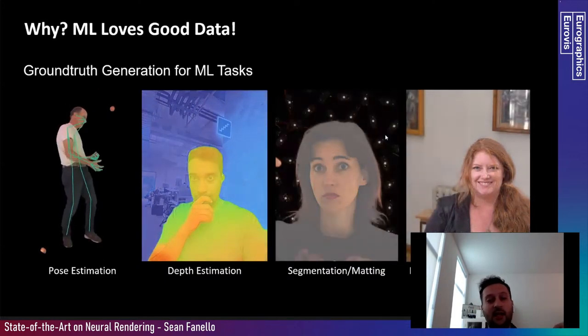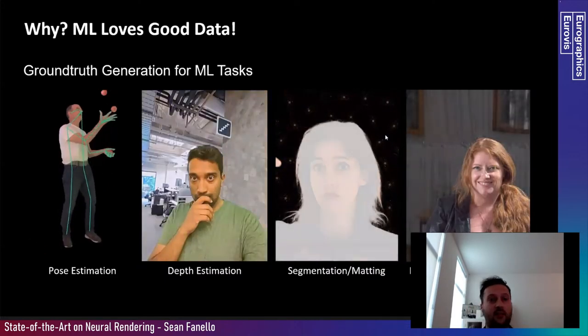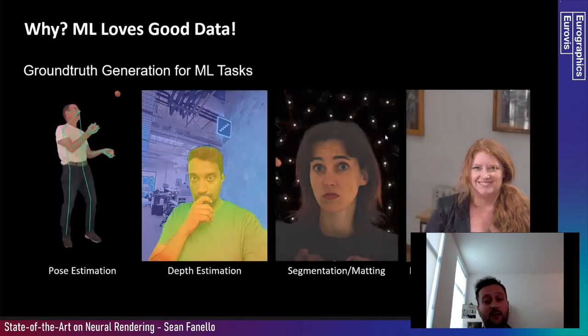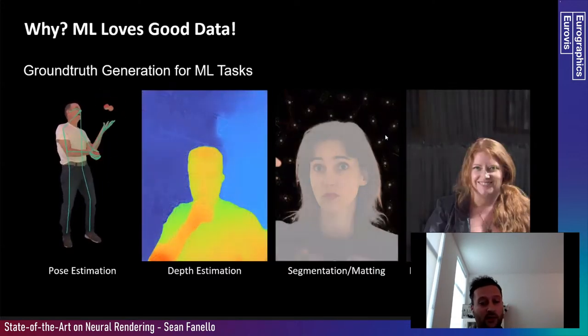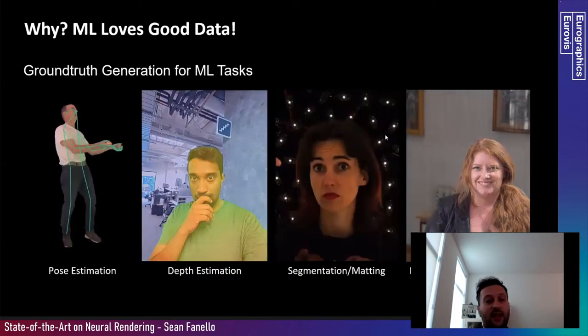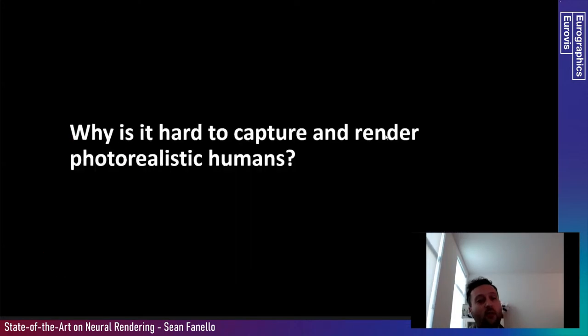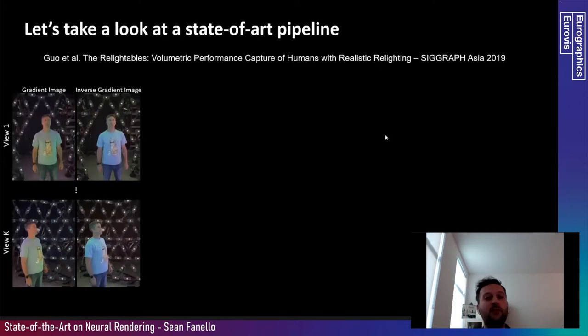Now, if you look at all these images, they have something in common. They're all photorealistic images, and that's what you probably do if you want to solve perception tasks in the wild, right? So why is it hard to capture or render photorealistic humans? Let's try to take a look at the state-of-the-art volumetric capture pipeline.